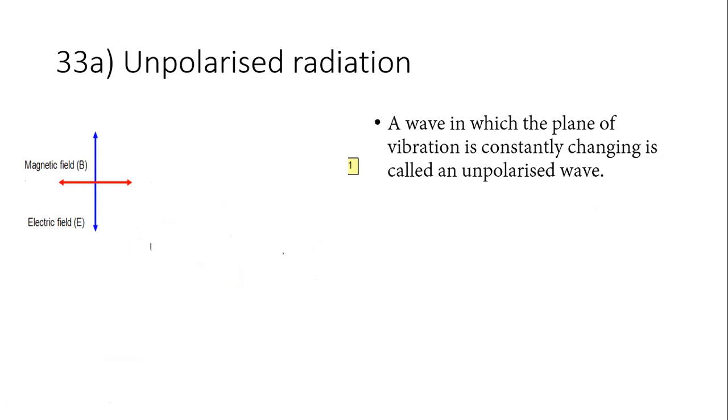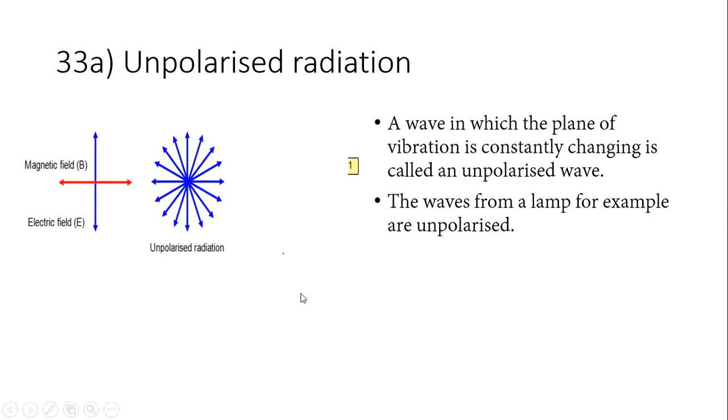A wave in which the plane of vibration is constantly changing is called unpolarized. And that's how we show it. The plane of polarization is constantly changing. So the waves from a lamp are unpolarized. Whether the light source is a fluorescent tube, a bulb or a lamp, they are unpolarized. That means it can be any direction.